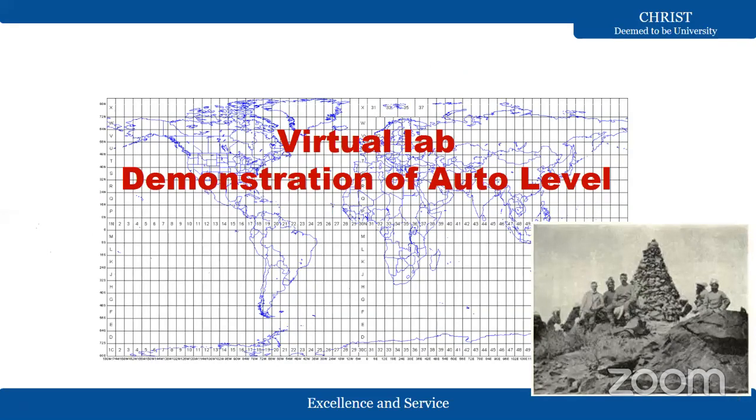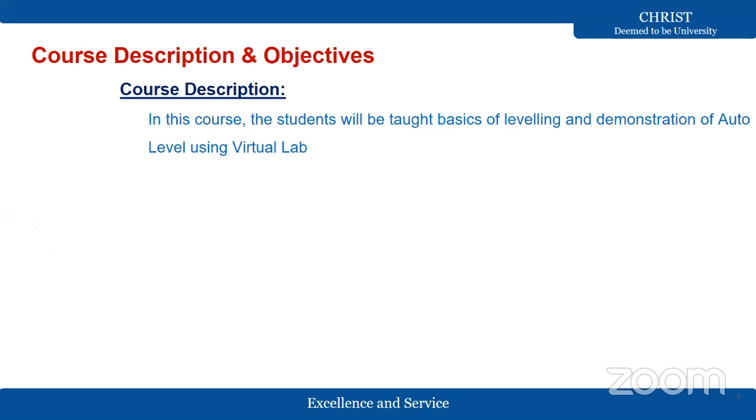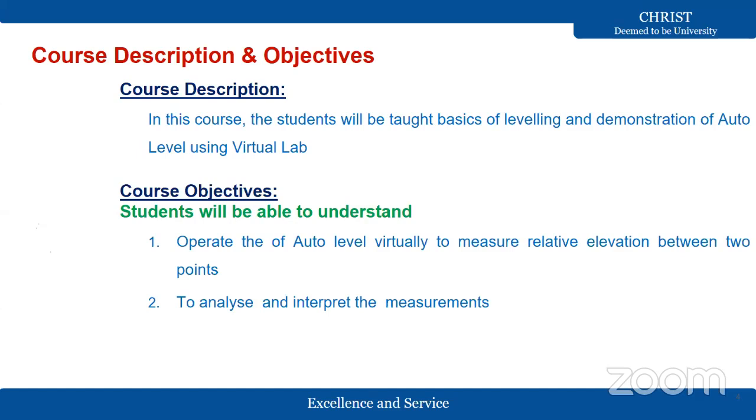So this is what you are going to learn in today's session. You will be taught the basics of leveling and a demonstration of auto level using the virtual lab developed by the IIT Roorkee faculty. Then the course objectives: you are going to operate the auto level virtually to measure the relative elevation between 2 points, and to analyze and interpret the measurements. You are going to measure the relative elevation of different points, and determine the RLs of given points. These are the course objectives you are going to learn.